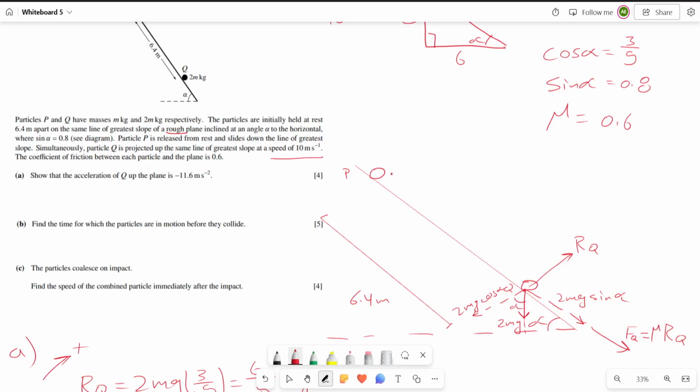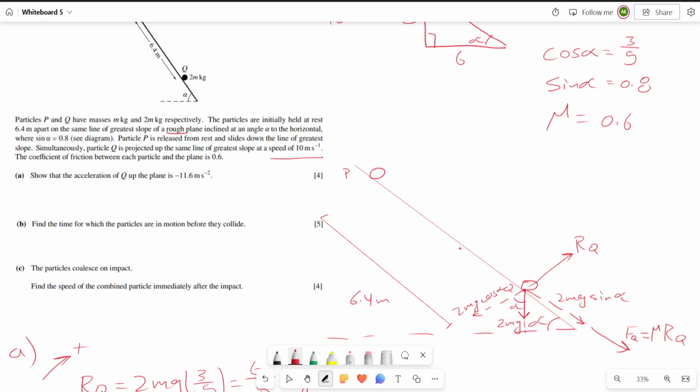So the second scenario is that P is moving downwards. Q reached its maximum distance, and then it's going to start rolling down again, and then it's going to be here, Q dash, and P is going to be here, which is P dash, and then they will collide when they're both moving down the slope. And this is the second and more complex scenario, but we need to distinguish what scenario is happening here.